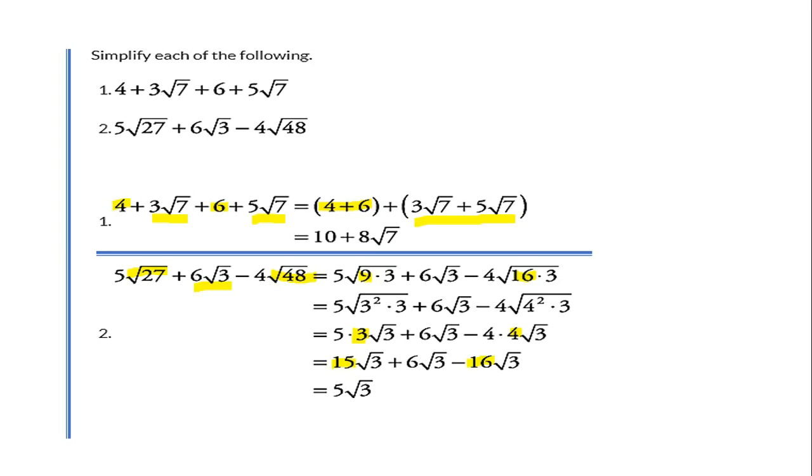Now we can see obviously that these are all like terms. All contain radical 3. So we can easily add and subtract the coefficients. 15 plus 6 is 21, minus 16 is equal to 5, and we put the radical 3 as it is.